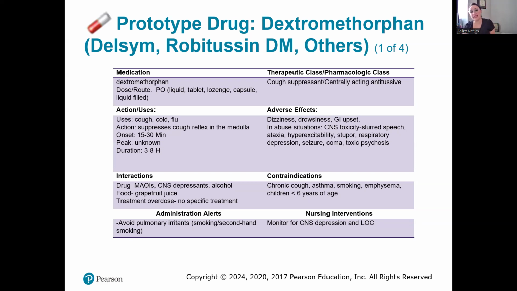Common side effects: dizziness, drowsiness, especially in your children. I felt like a lot of times when they have that DM, they sleep. It could be because you're so tired and so sick of coughing that you finally get to sleep again. If you take too much, for sure, it can cause some GI upset, which is like nausea, vomiting, diarrhea.